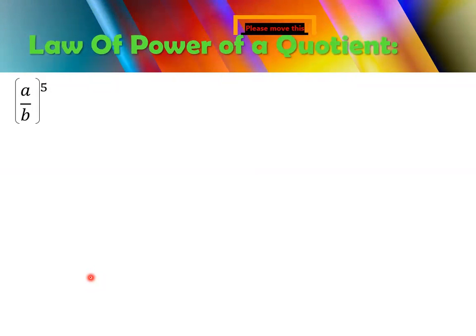Now, first, we are going to give a small review of the topic law of power of a quotient. As you can see here, what you have is a upon b. This a upon b is basically a quotient. The bases in the numerator and denominator are different, and there is a whole power of this quotient, that is 5.